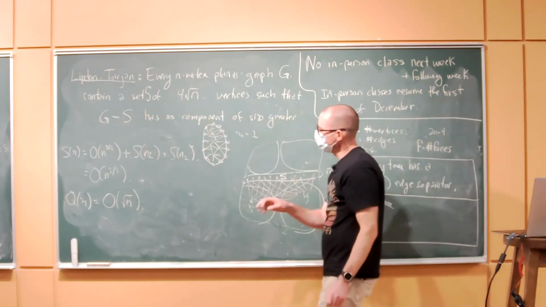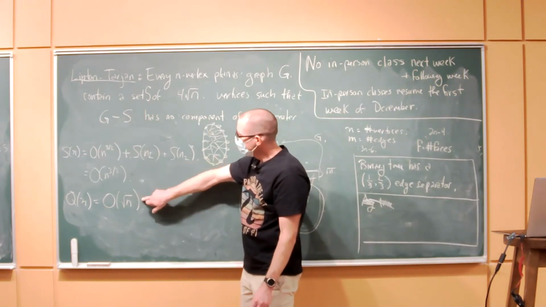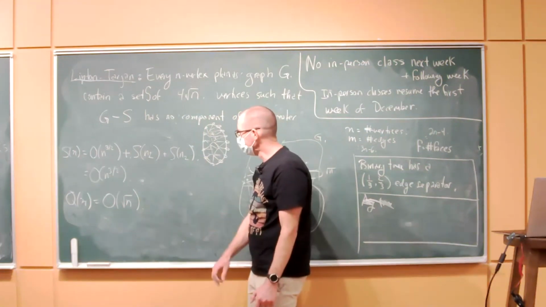I mean, n to the 3/2 space seems like a lot. It's much more than n log n. It's much more than n. And square root n query time also seems like a lot. That's not log n or anything nice.